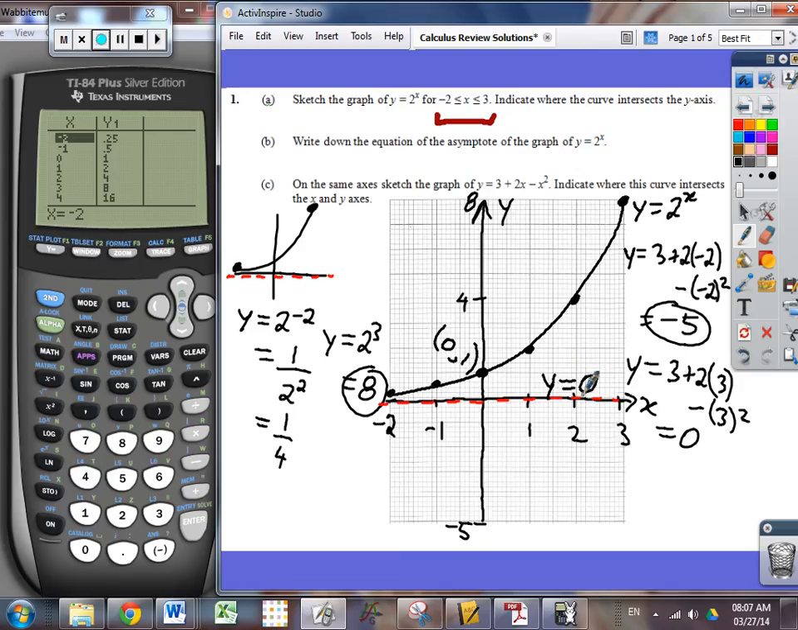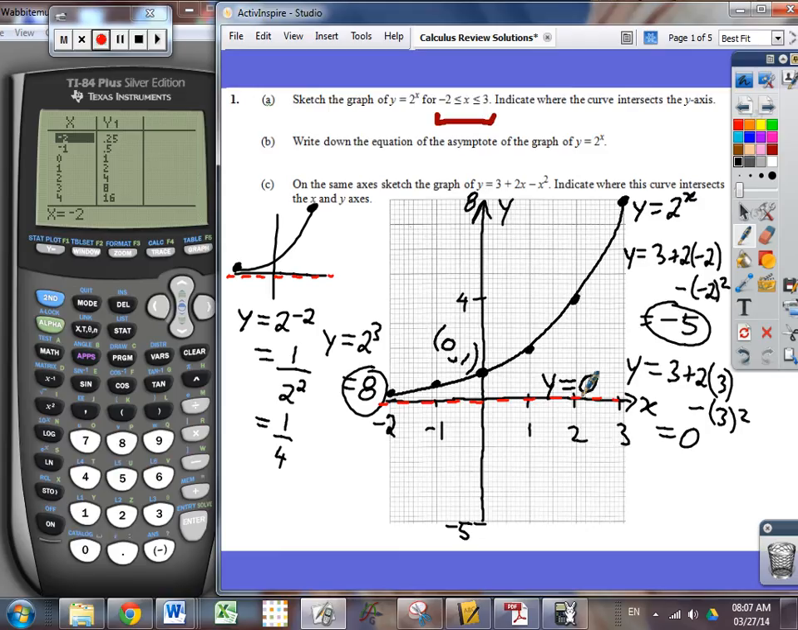Remember, all horizontal lines, their equation is y equals something, and all vertical asymptotes or lines, their equations are x equals whatever the number is. But you must express asymptotes as full equations, not simply as numbers.